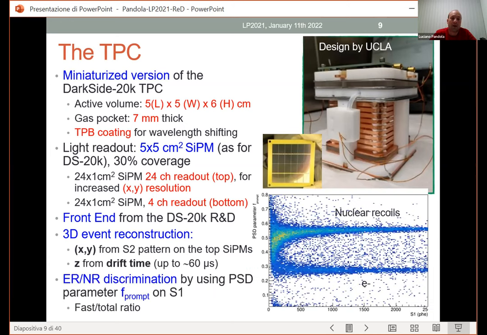Also, argon features a well-known, very efficient electron recoil and nuclear recoil discrimination by using the pulse shape, the time profile of the scintillation signal. We typically use a variable which is the ratio between the fast scintillation and the total scintillation, and this allows for a very efficient separation of nuclear recoils and electron recoils.